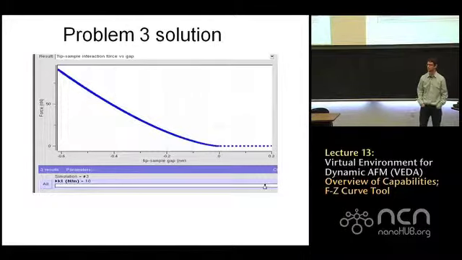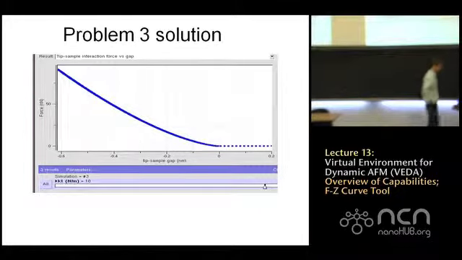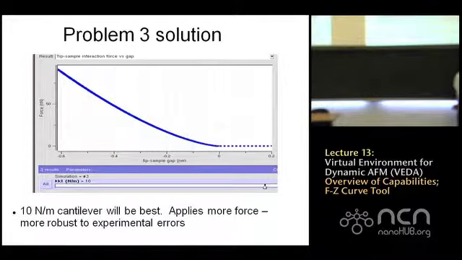Does that make sense to everybody? All right, good. That's the last example we want to do today. And yes, the 10 newton per meter cantilever is the best.